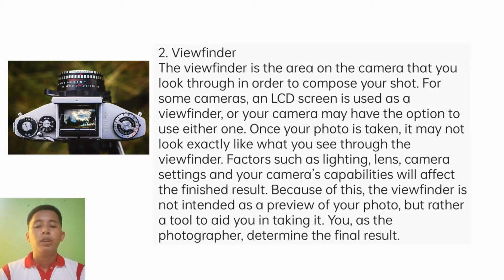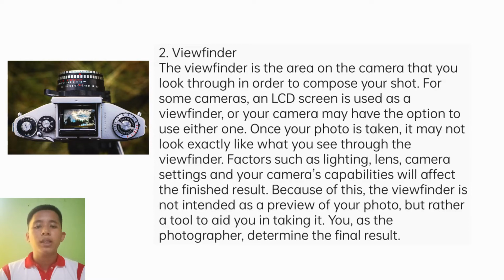Number 2, viewfinder. The viewfinder is the area on the camera that you look through in order to compose your shot. For some cameras, an LCD screen is used as a viewfinder, or your camera may have the option to use either one. Once your photo is taken, it may not look exactly like what you see through the viewfinder. Factors such as lighting, lens, camera setting, and your camera's capabilities will affect the finished result. Because of this, the viewfinder is not intended as a preview of your photo, but rather a tool to aid you in taking it. You as the photographer determine the final result.